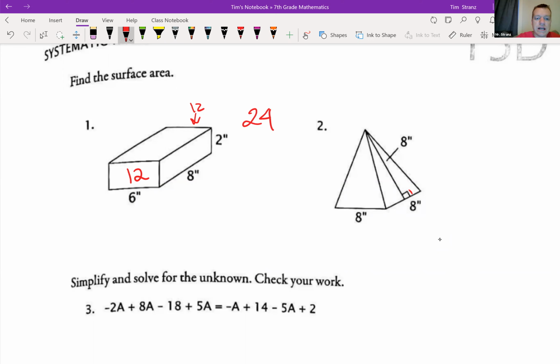Okay, I'm going to do the side here. So we got 8 right here is the length. 2 is the width, so that's 16. There's 2 16s. There's another one over here. So 2 of those is going to be 32.